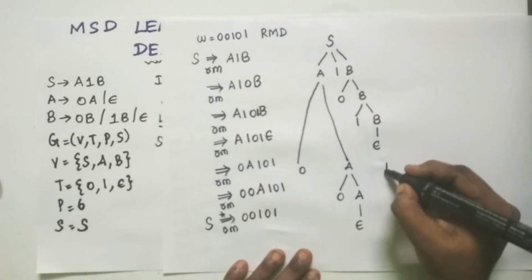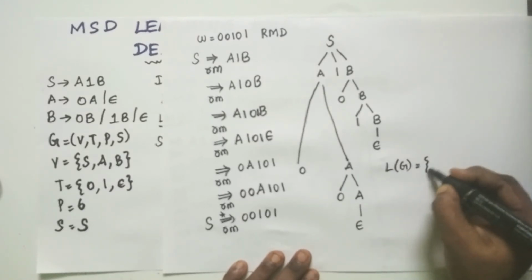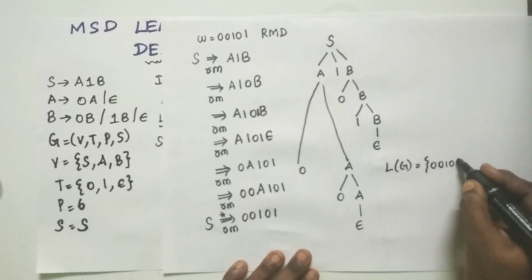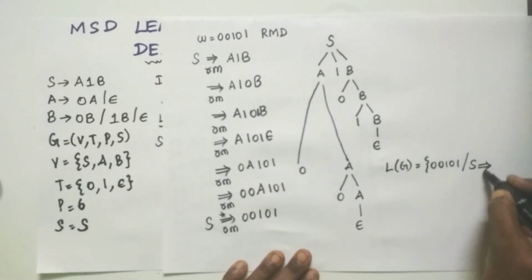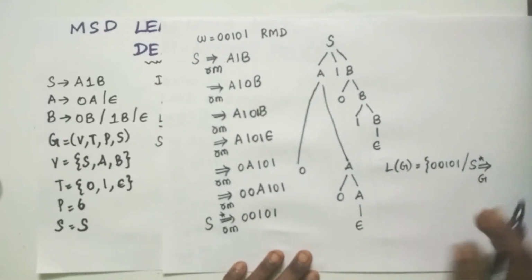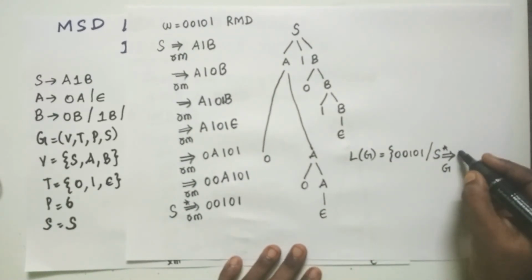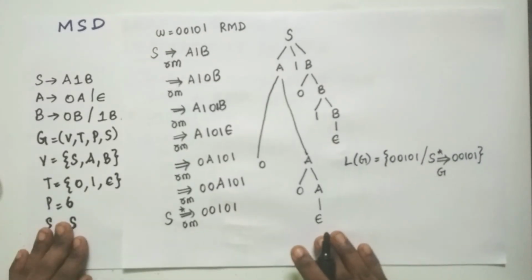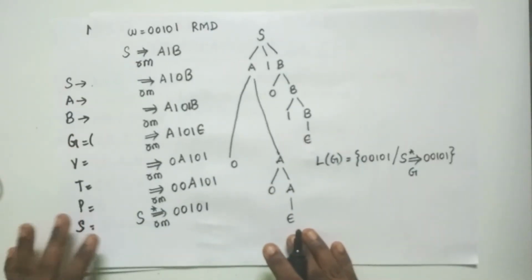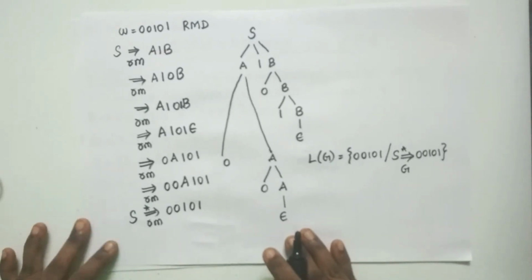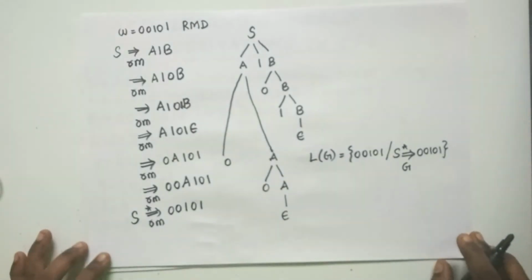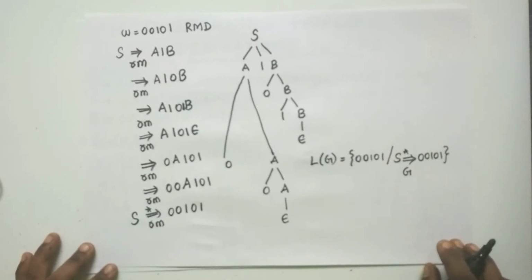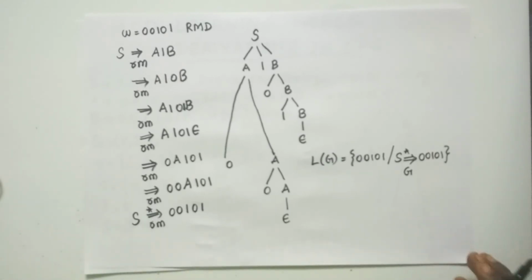So the string in the language L of G will be 0, 0, 1, 0, 1, where it is able to be derived from the grammar with 0 or more occurrences. So the string is 0, 0, 1, 0, 1, and this string is possible to derive by using both left and rightmost derivation. I think you are able to understand what the derivation is and how to derive the language by using both leftmost and rightmost derivation, and you are able to understand how to draw the derivation tree for both leftmost and rightmost derivation.